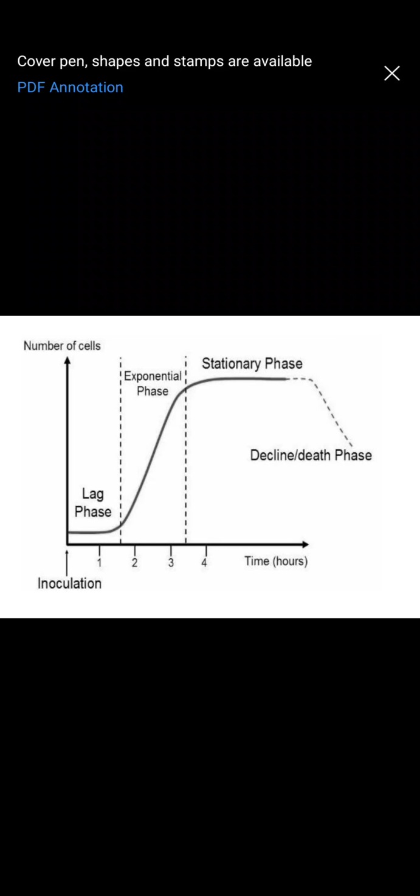So that's why, as the time increases, you can see that there is a sudden shoot up, the number shoots up. This is called the logarithmic growth phase or exponential phase. The number increases exponentially, so that is why it is called the exponential phase.